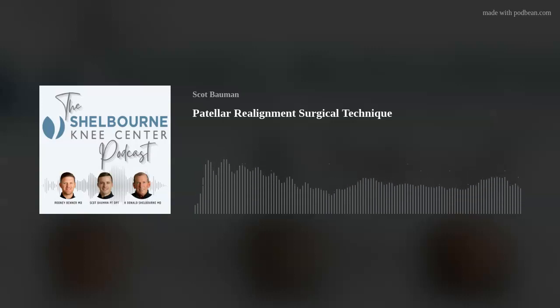When you combine these types of surgeries with one another, are you changing anything from a post-op rehab, or is their prognosis any different if it's combined versus isolated? I don't know that the prognosis is any different, but the addition of distalization definitely does make us a little bit less aggressive with the post-op rehabilitation.